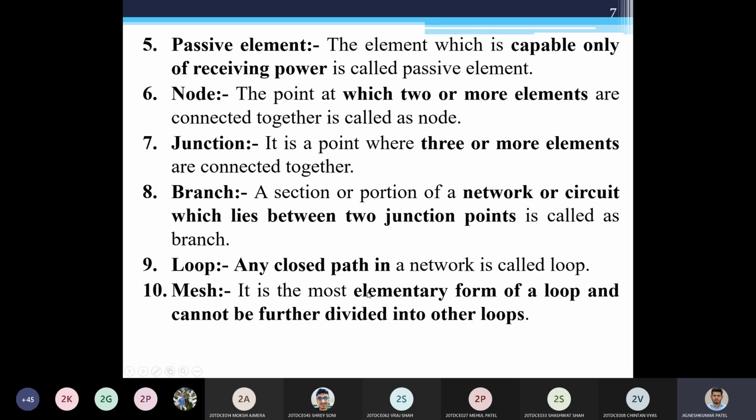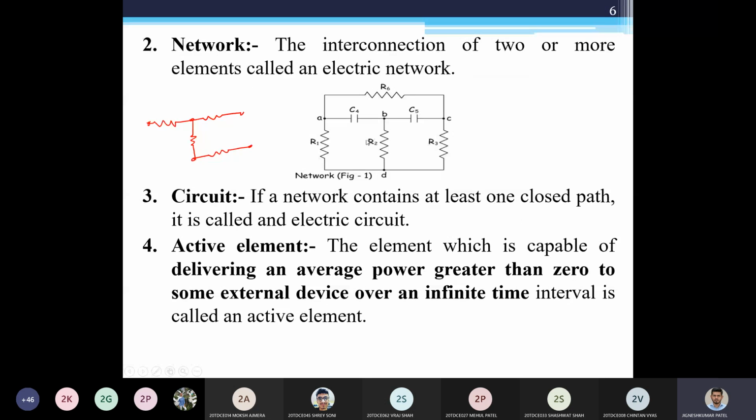Again, loop. That means, see, this is also a loop. This is also a loop. But at some point it happens that a loop contains one more loop. So the most elementary loops, from which you cannot form one more loop, are called a mesh.